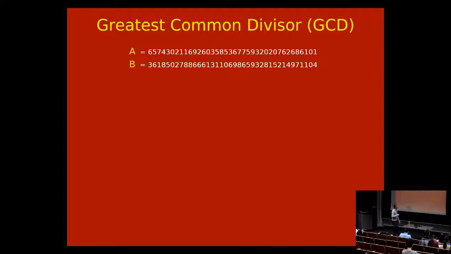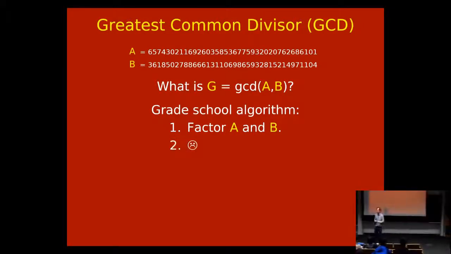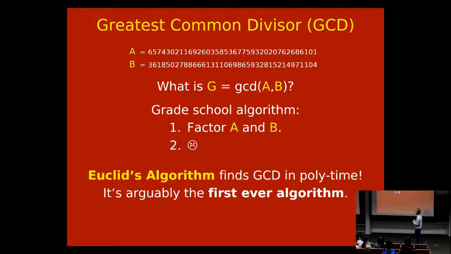So again, let's say you have A and B, and you want to find their greatest common divisor, the GCD. Well, in grade school, they teach you this algorithm. First factor A and B, and then you take the minimum of all the prime exponents or something. But that's a bad idea, right? We already saw that factoring A and B is going to take you forever, potentially. But you can do it, again, kind of amazingly, in polynomial time.